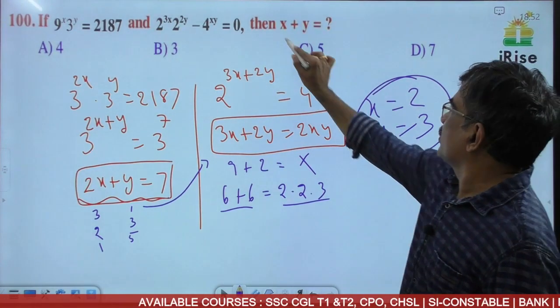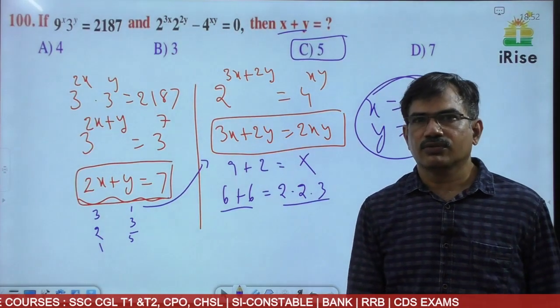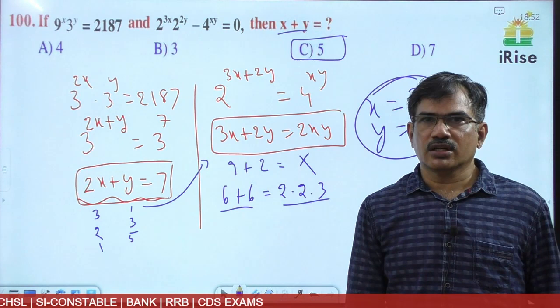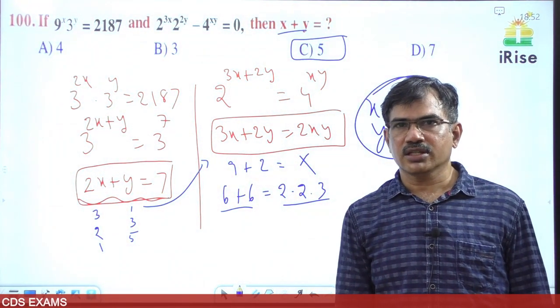So then what is x plus y? The answer is 5. The answer for this question is 5. Okay. So this is about the questions in indices and surds. Okay. Thank you.